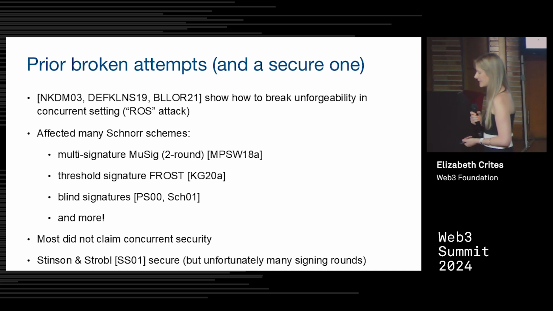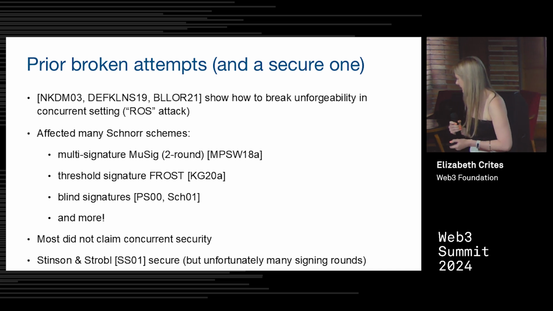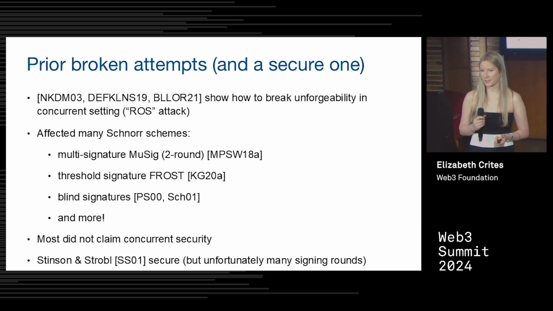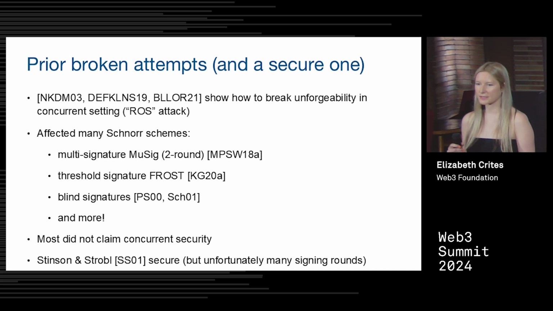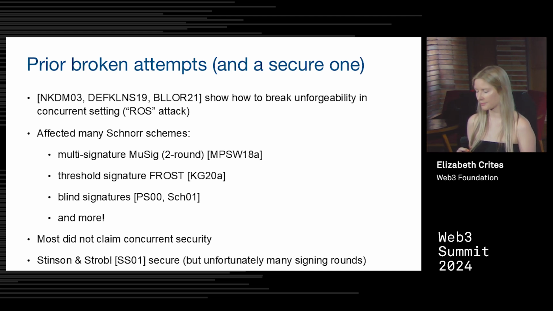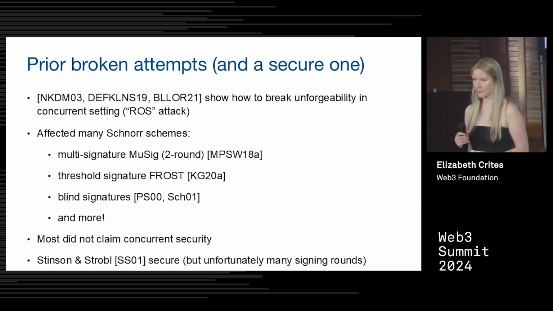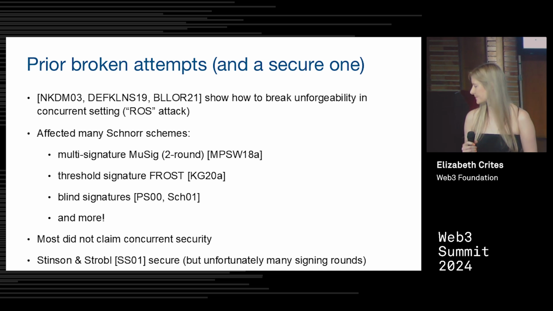Now, concurrent security is important, and there were a number of results recently that showed that tons of Schnorr multi-party schemes were broken in the concurrent setting. This last one in 2021 is a polynomial time attack. Some of you may have heard of these attacks. They're called RAWS attacks. And these types of attacks affected a number of schemes, so multi-signatures like the original MuSig scheme, which was 2 rounds and now has to be 3 rounds. It also affected the original version of FROST, blind Schnorr signatures, and many, many more schemes.